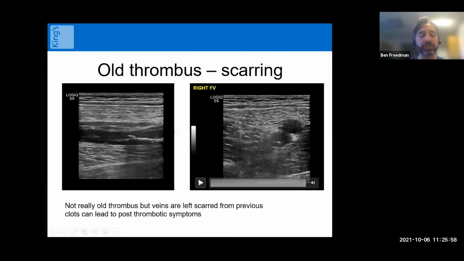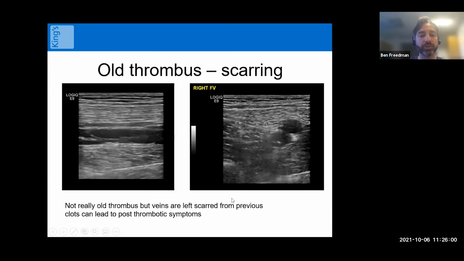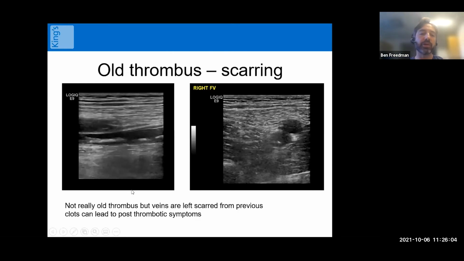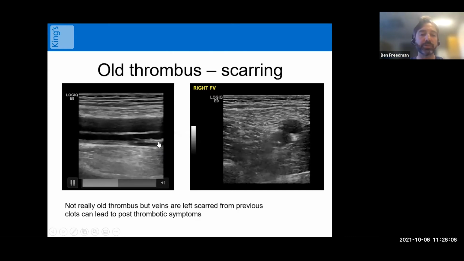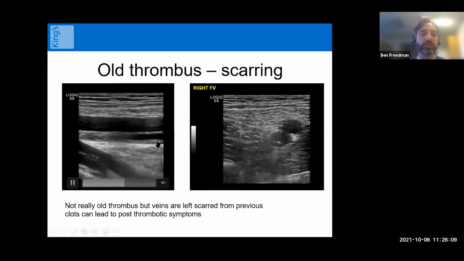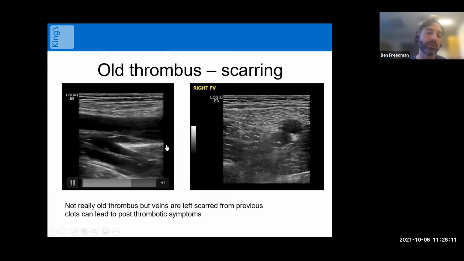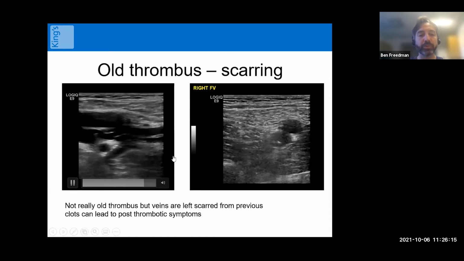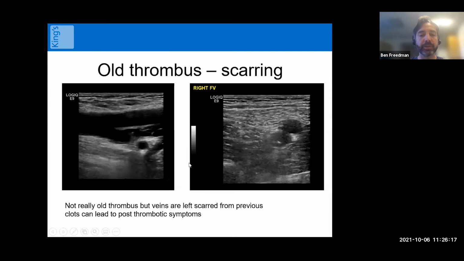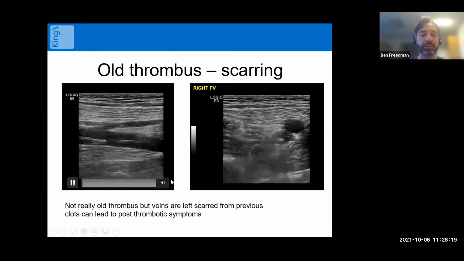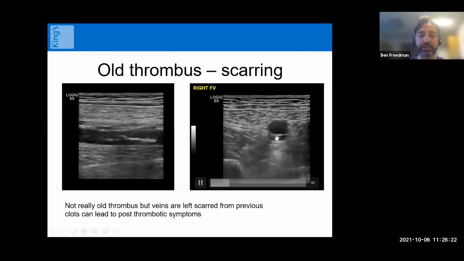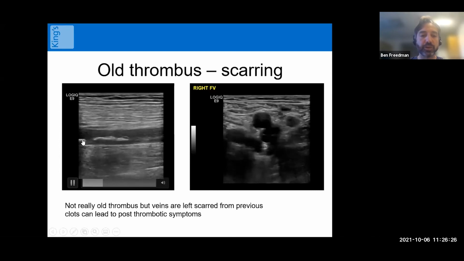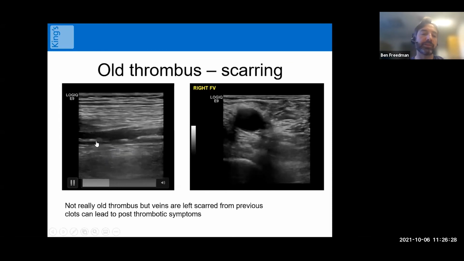Sometimes we get asked to say if thrombus is old or new, and it's a bit tricky, to be honest, and I don't think ultrasound is reliable, but this is a very good example of clearly old thrombus, or shouldn't really call it old thrombus, because once it's old, it's not really thrombus anymore. It's more fibrotic scarring inside the vein. And you can see both in the longitudinal picture and in the cross section, this very bright sort of white stuff on the inside of the vein is that fibrotic scarring.